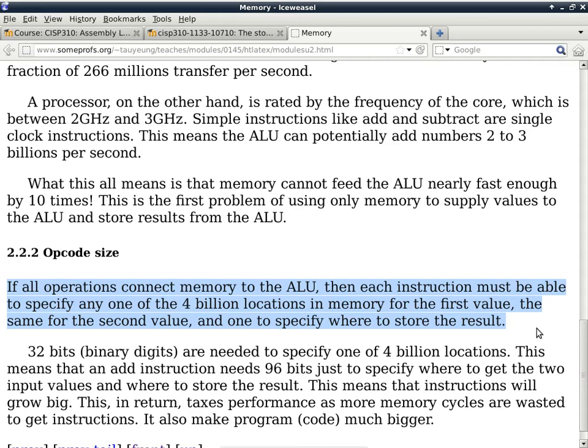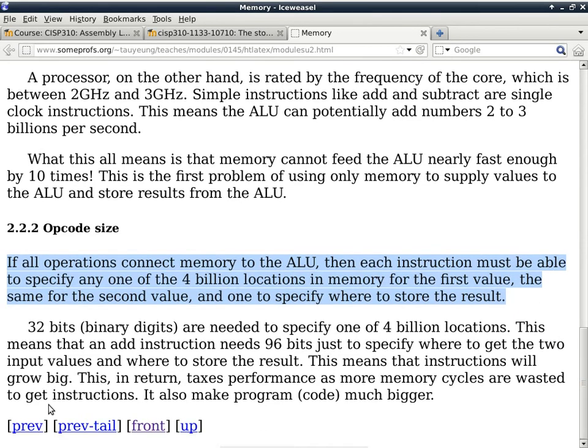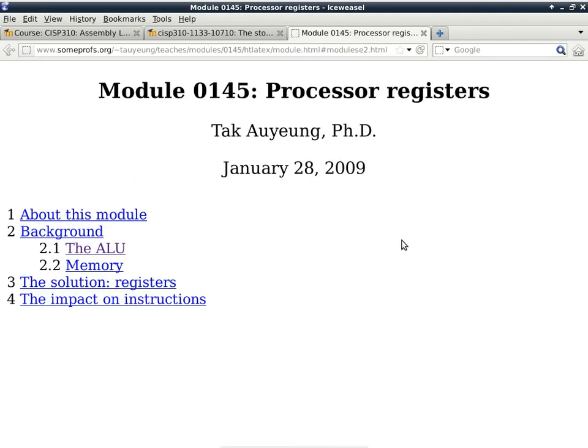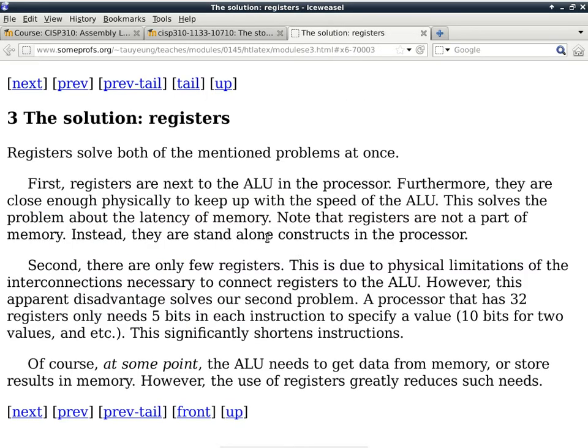Okay? Does everybody understand the issue with opcode size when everything comes from memory? So that's basically what this slide is. So the question is, do we have a solution? Well, the solution is the use of registers. Registers solve both of the problems.